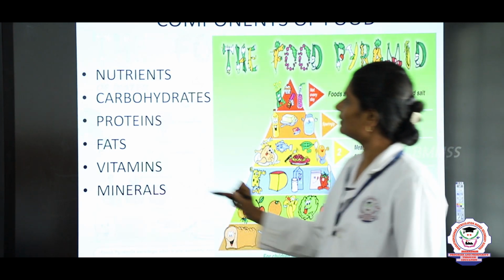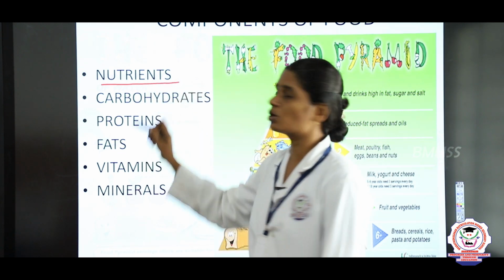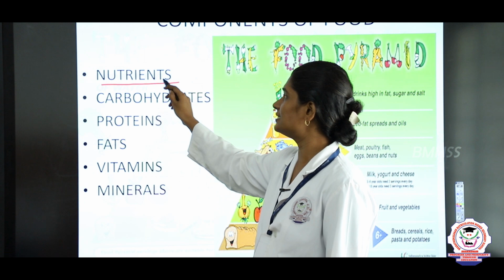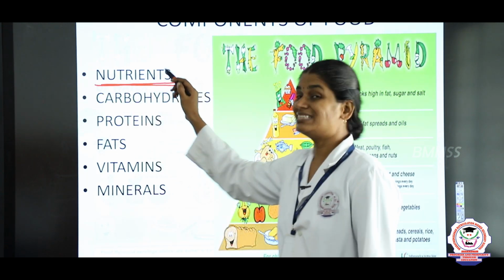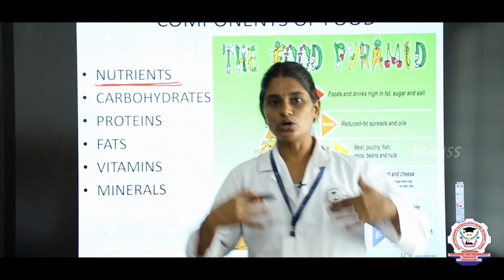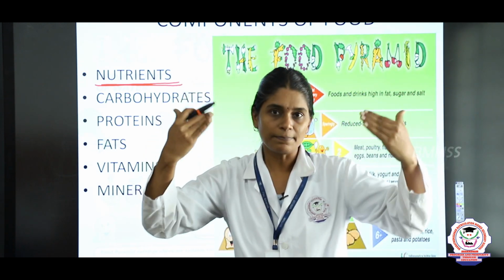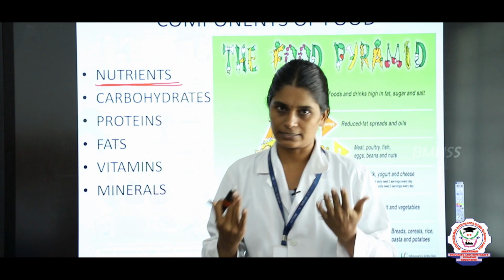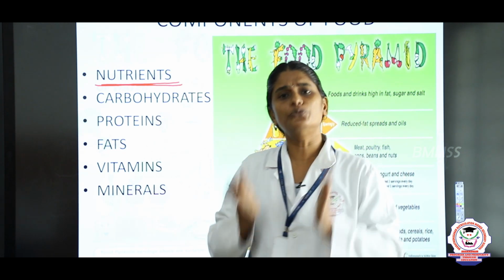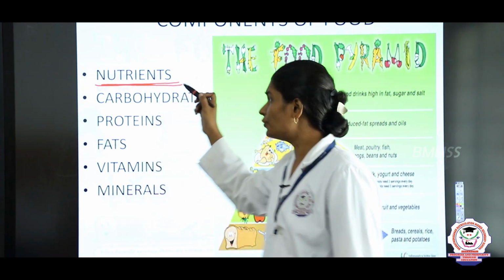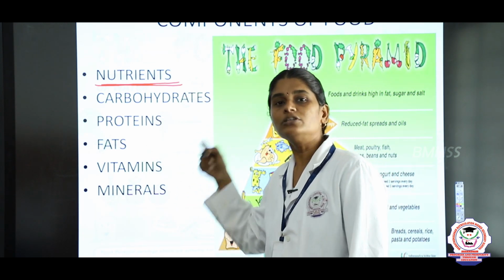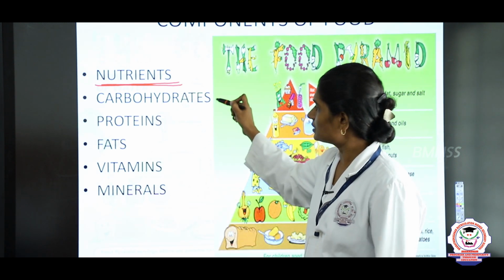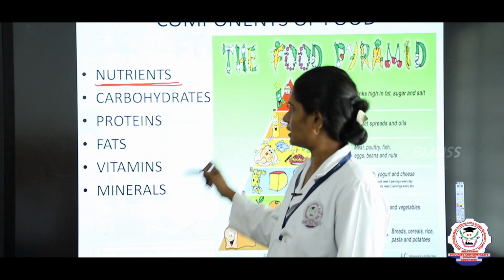The food contains some substances, and those substances are called nutrients. These nutrients help our body to grow, develop, and give us energy, and they protect our body from diseases. So now, what are the nutrients in the food? There are many nutrients in the food, and we are going to discuss each nutrient in detail.